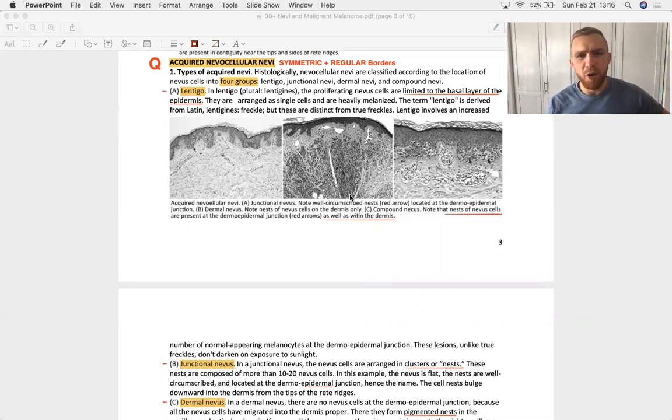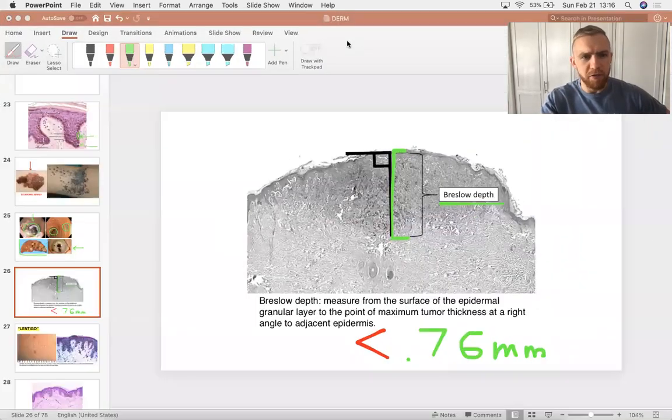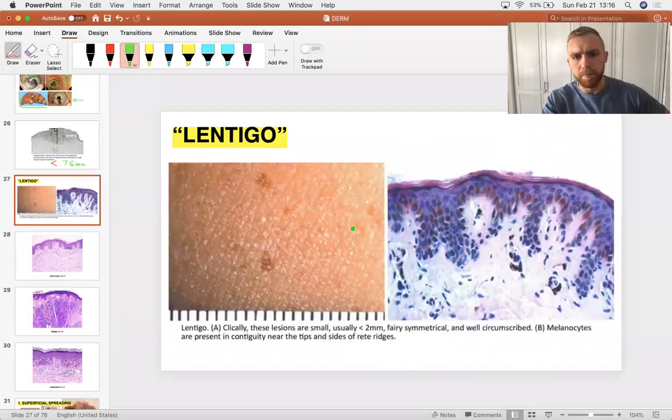So lentigo is going to be proliferating nevus cells, so benign melanocytes that are limited to the basal layer of the epidermis. I think I've got some photos here. So you can tell it's a small little spot, it ain't nothing doing there. And if you were to look on biopsy, you would see melanocytes. There's a fair amount of them there, but they're not growing into the dermis. And so that's what makes a lentigo. Lentigo is that there's no dermal proliferation.